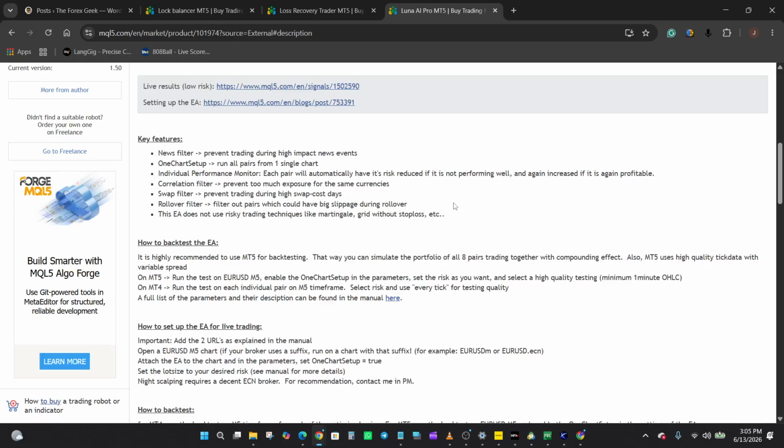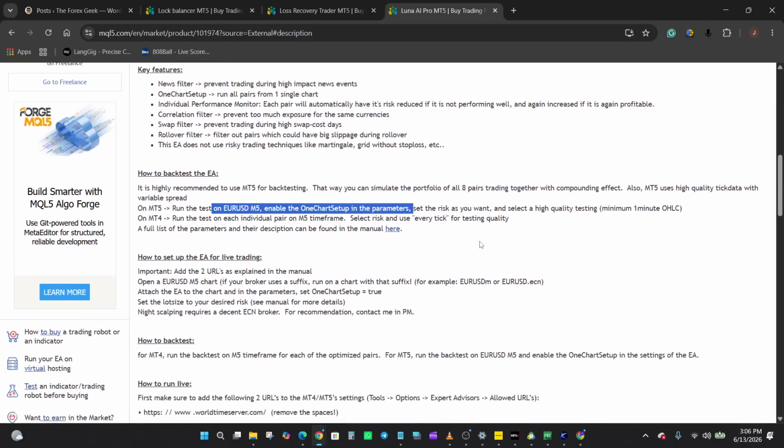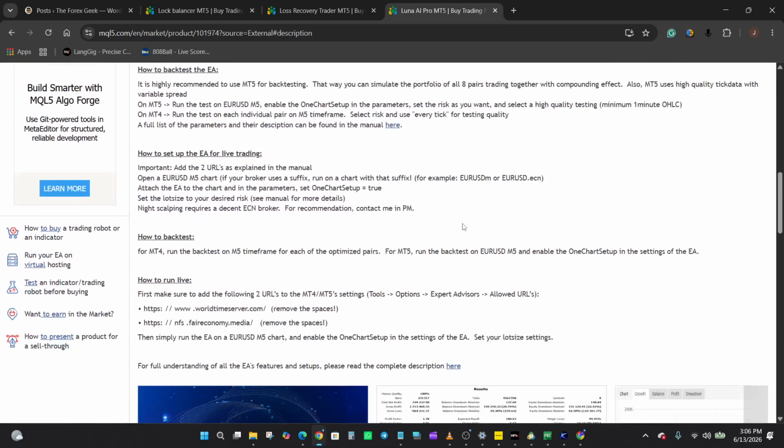Now, for traders planning to run the EA live, the recommended setup is a EURUSD M5 chart with OneChartSetup enabled. The marketplace page also notes that specific URLs must be added to the platform settings for certain functions to operate correctly. Okay, so now let us just move into the backtesting section.